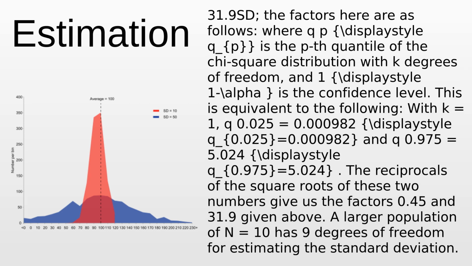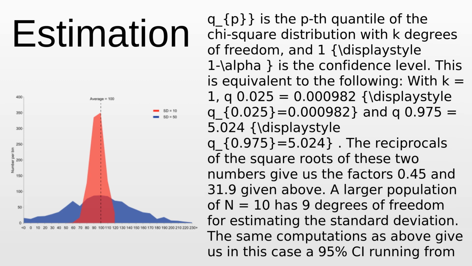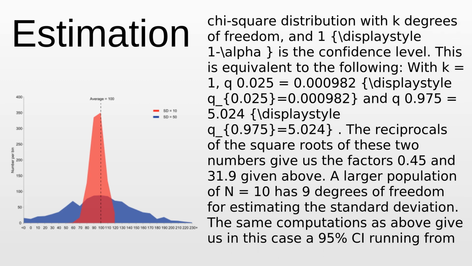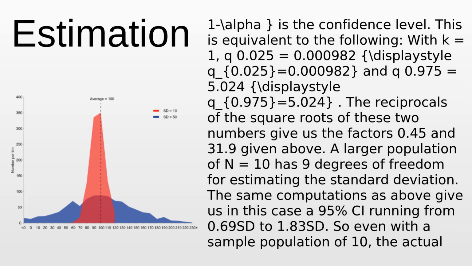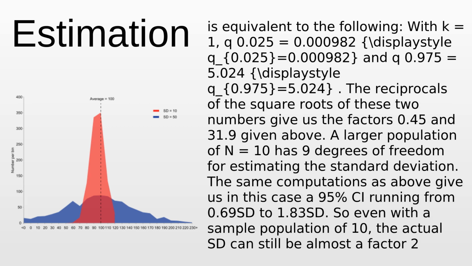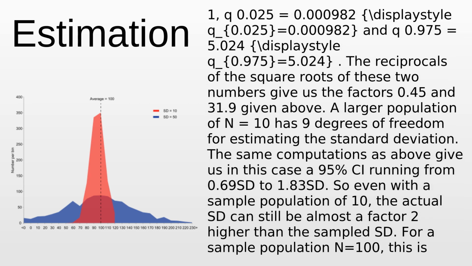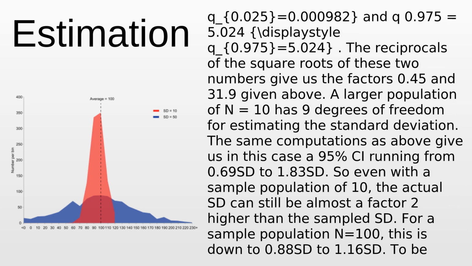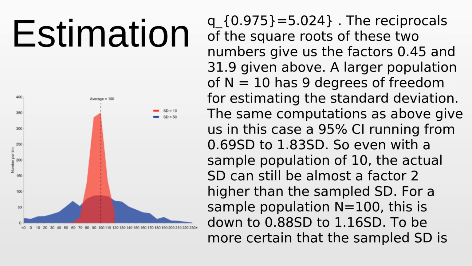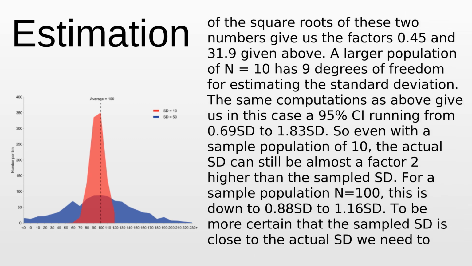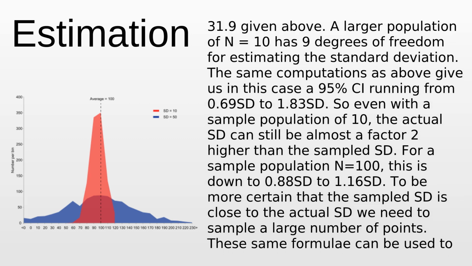This is equivalent to the following. With k equals 1, Q_0.025 equals 0.000982, and Q_0.975 equals 5.024. The reciprocals of the square roots of these two numbers give us the factors 0.45 and 31.9 given above.